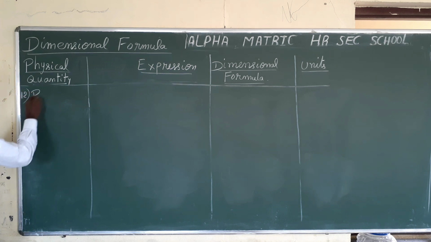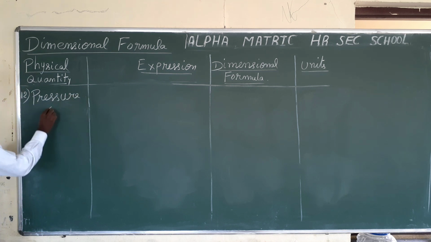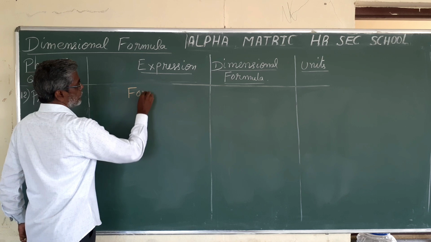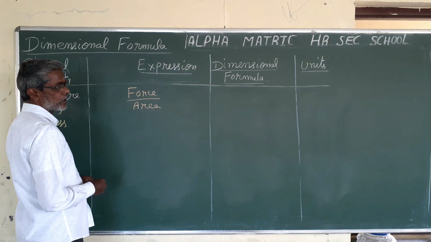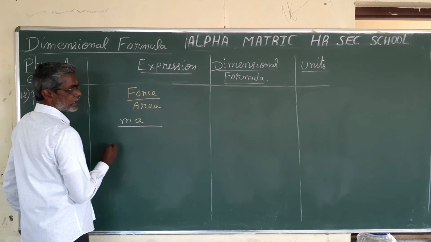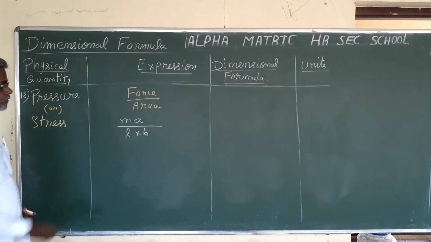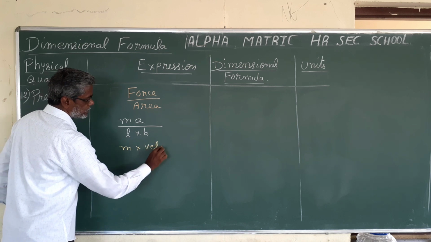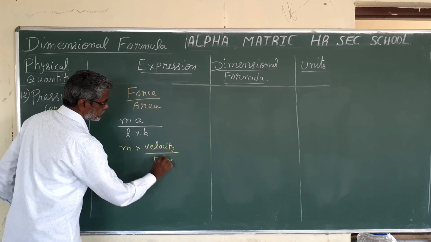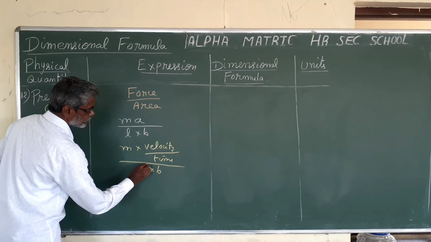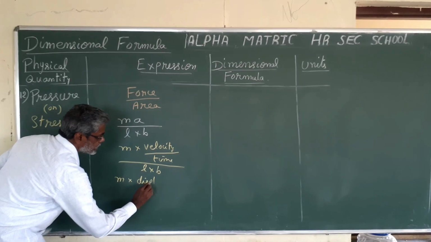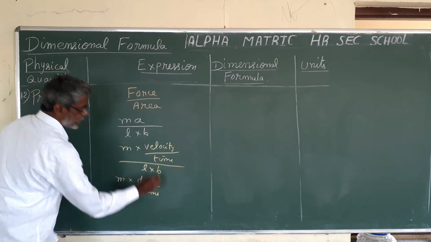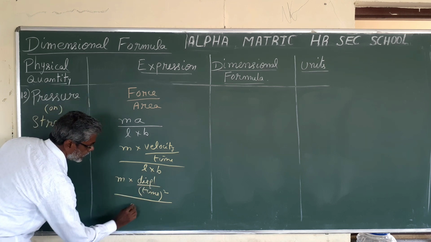Next we go for pressure. Pressure is also called stress. What is the formula for pressure? Force by area. Force by area is called pressure. Now what is the force formula? Mass into acceleration, by area, length into breadth. So mass into acceleration, which is change in velocity by time. Mass into velocity, displacement by time, divided by this time, so it becomes time square, divided by length into breadth.